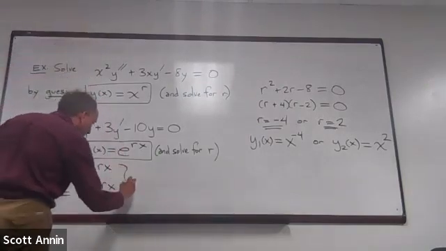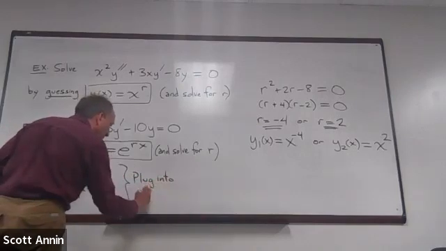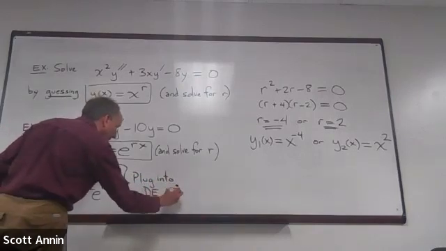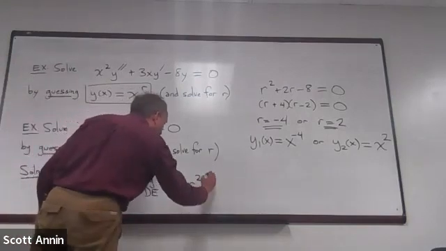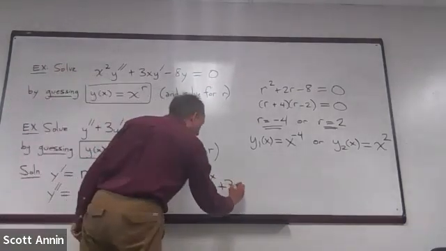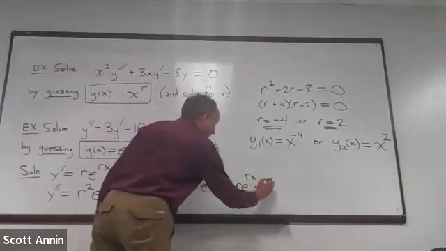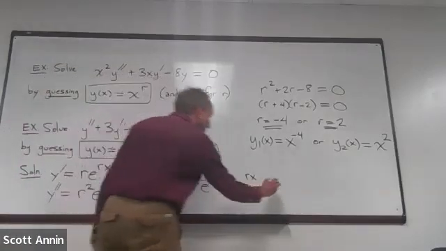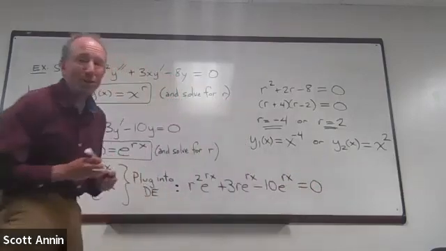And now I'm going to take those derivatives and I'm going to plug into the differential equation again, just like the last example. So y double prime, that would be r squared e to the rx. And then 3 times y prime, that's 3r e to the rx. And then minus 10y, which is just 10 e to the rx. All of that equal to 0 again.